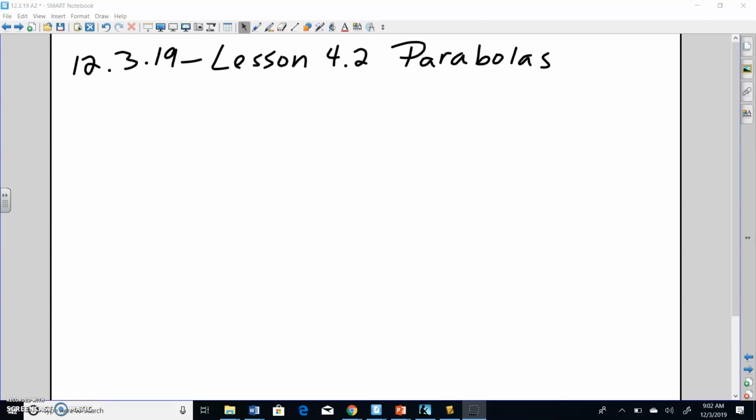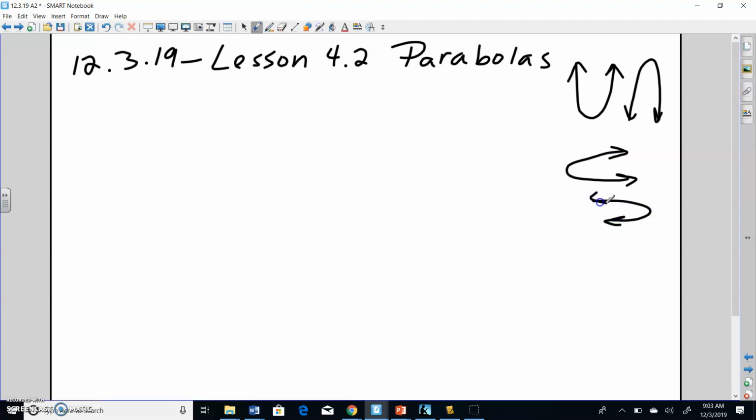We have vertical, which means they open up or down, and let's not forget a parabola is a U-shaped graph, right? So there's an example of it opening up. There's one that would open down. Those would be the vertical. The horizontal will look like this. Okay, so U-shaped, either opening up or down, left or right. So let's talk about vertical first.